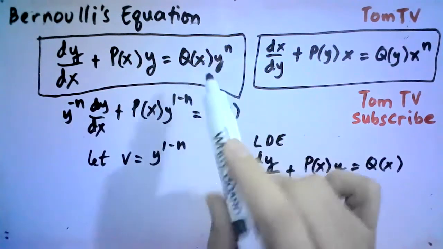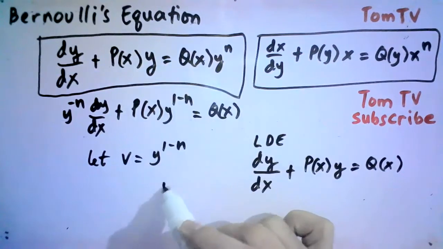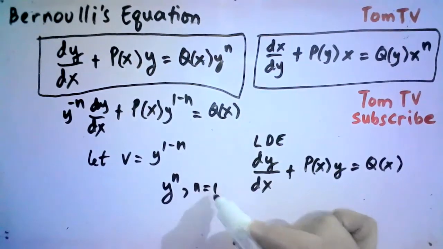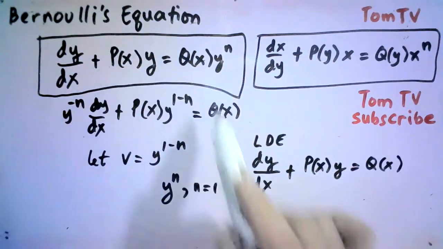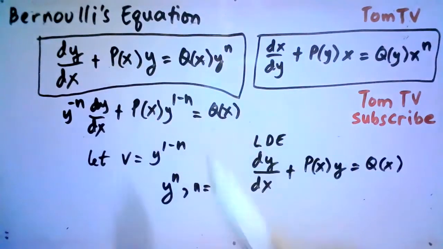Take note also of the exponent n. If n is equivalent to 1, we can make use of separation of variables. Thus, in a Bernoulli's equation, we are supposed to have n not equal to 1. So let's say n is equal to 2, 3, 4, and so on. If that is the case, then we can make use of Bernoulli's equation.